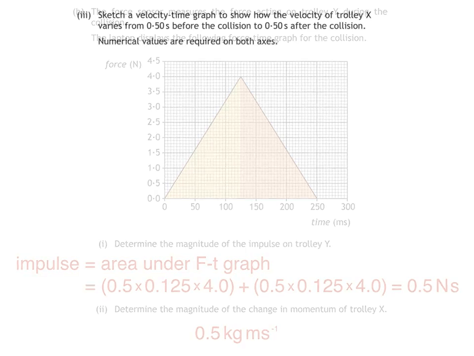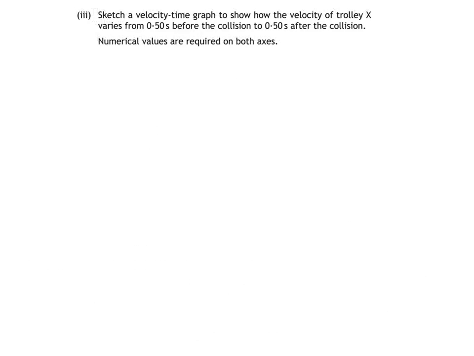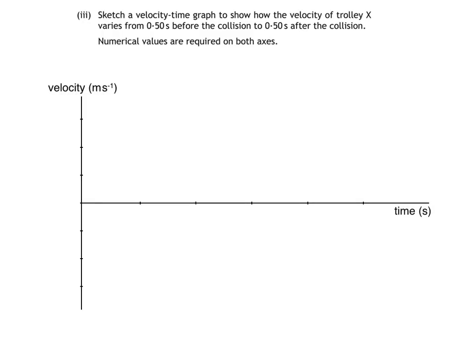Here's the final part of the question. Part 3 asks us to sketch a velocity time graph to show how the velocity of trolley X varies from 0.5 seconds before the collision to 0.5 seconds after the collision. Numerical values are required on both axes. So, first off, these are our axes. Velocity on the y-axis and time on the x-axis.